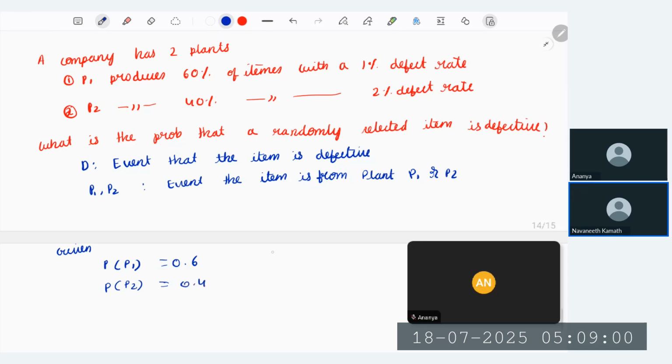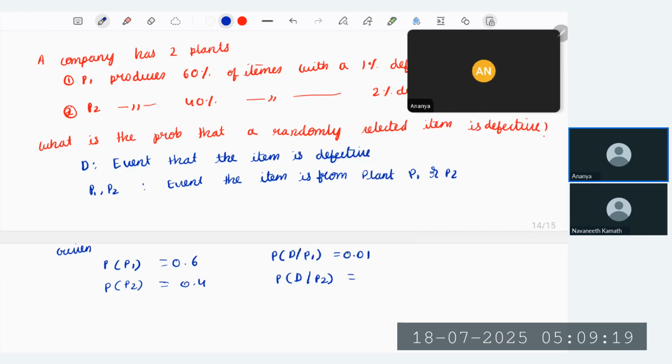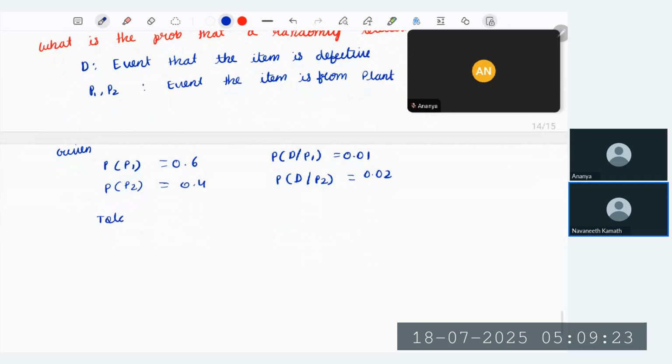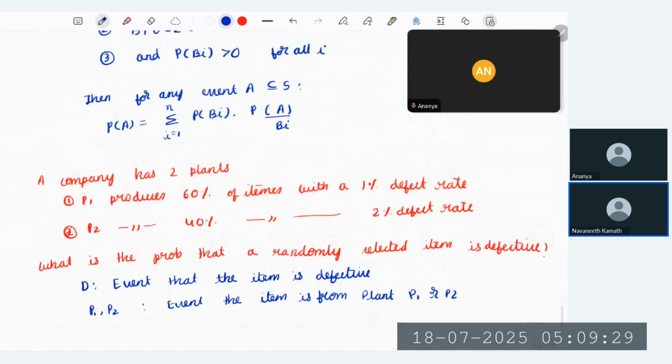Now, if it is from plant P1, what is the conditional probability of it being defective? 0.01. What is the conditional probability of a defective item if it is from P2? 0.02. Then we should find out the total probability. So what is the total probability? If we have this, we should take.